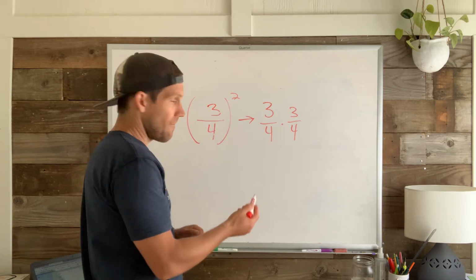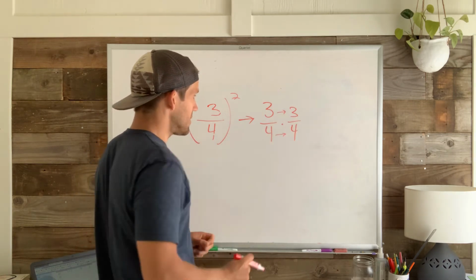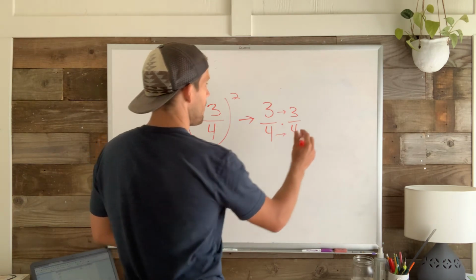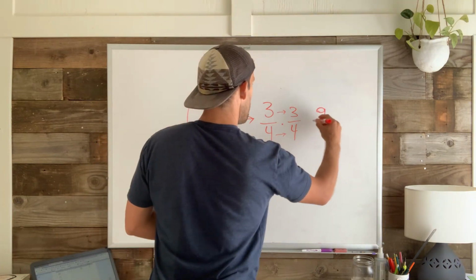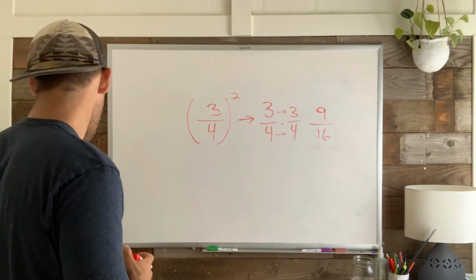So when multiplying fractions, you just multiply across the top and you multiply across the bottom. So in this case, you would end up with 9/16.